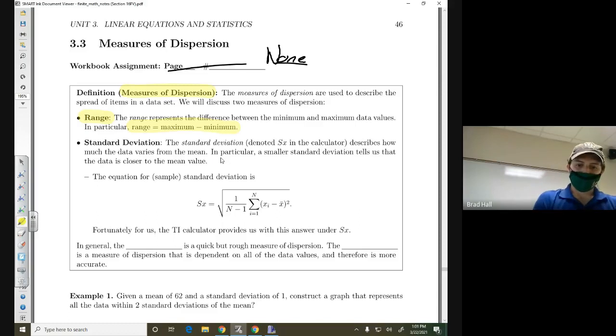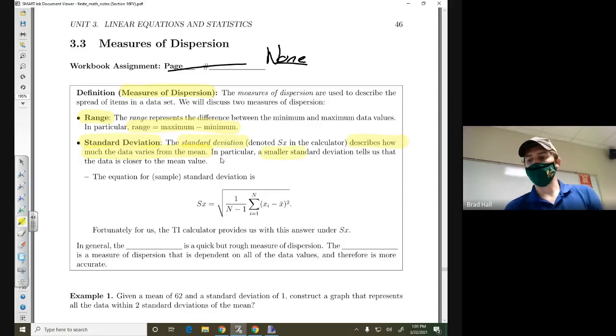So instead, what we care about is the standard deviation. That is the essence of this section. This is a quantitative approach for measuring how much the data spreads from the mean. The standard deviation describes how much the data varies from the mean. So you're going to get one number out of this, and this number will tell you what to expect in terms of dispersion from the mean.